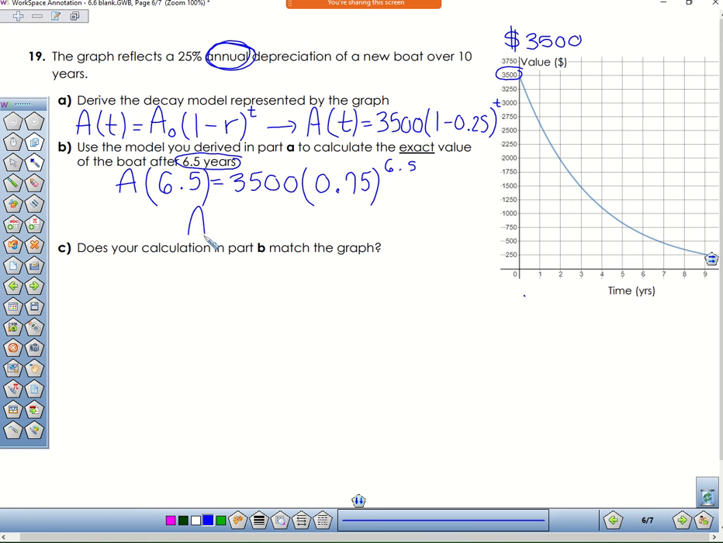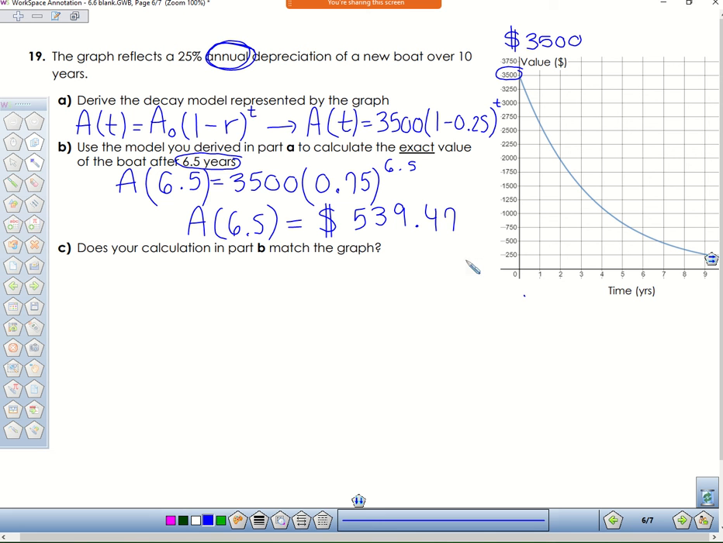Yeah. So then that's going to be A of t, which is A of 6.5 is equal to, so you would do 0.75 to the 6.5 power times 3,500, which comes out to be $539.47. So basically, after 6.5 years, the boat is only worth under $600.